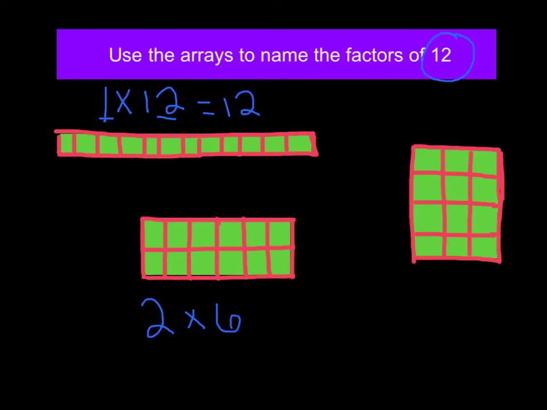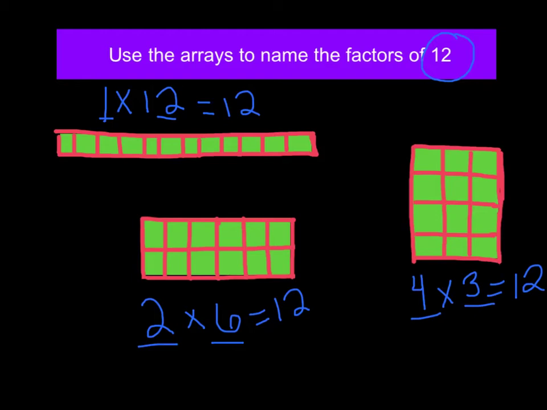So I know that's my next factor, and that equals 12. So 2 and 6. Let's come over to another array. We have 1, 2, 3, 4 rows. So 4 will be one of our factors. And let's count how many are in each row. 1, 2, 3. So we have 3 in each row, and that equals 12. So 4 and 3 are those factors for this array.